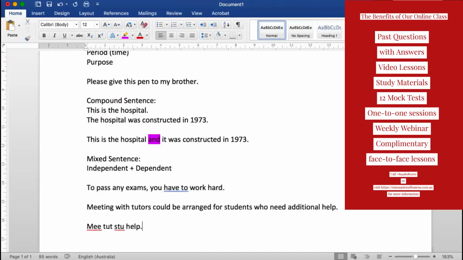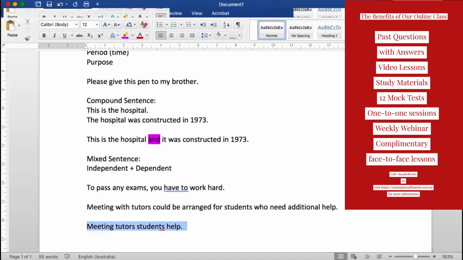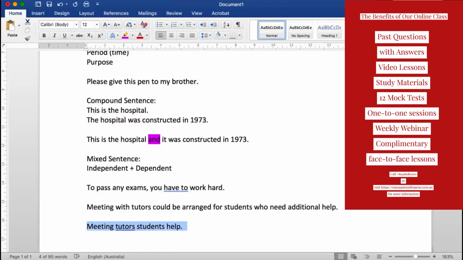First, write this much. Here, this means meeting, this means tutors, this means students, this means help. So first, write the main words, just the essential part of the main word. That means the short form of the main word. And once you have the short form, expand it into words.